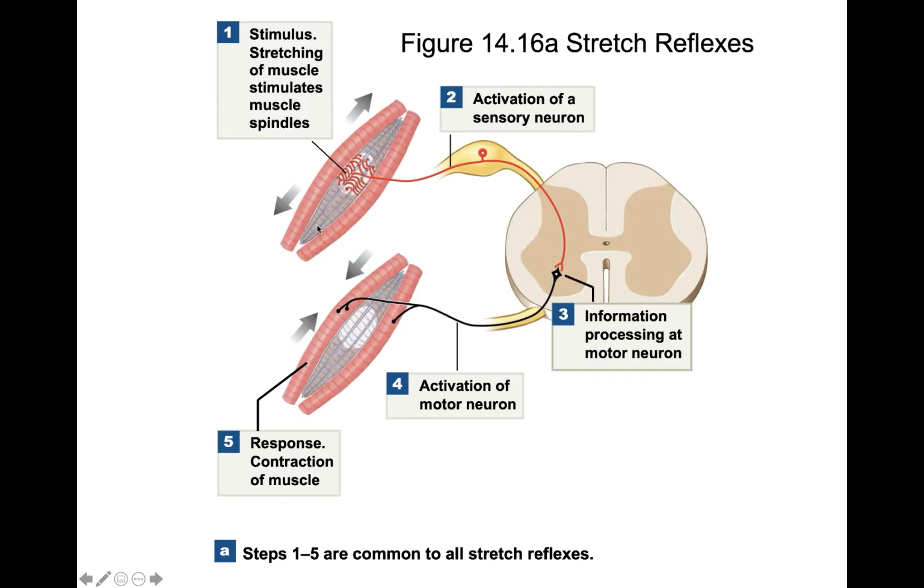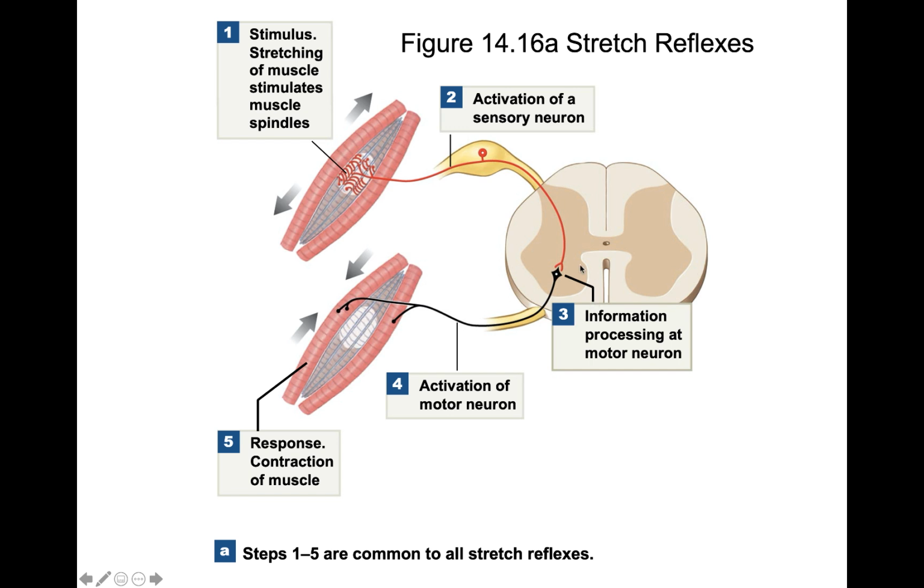This is showing you those 5 steps, and this is an example of monosynaptic. You don't have an interneuron here that's going up to the brain. So you have a stimulus of stretching a muscle that's going to send an action potential down the dorsal root into the posterior gray horn. That's going to synapse to a motor neuron, process the information here, and send the command out.